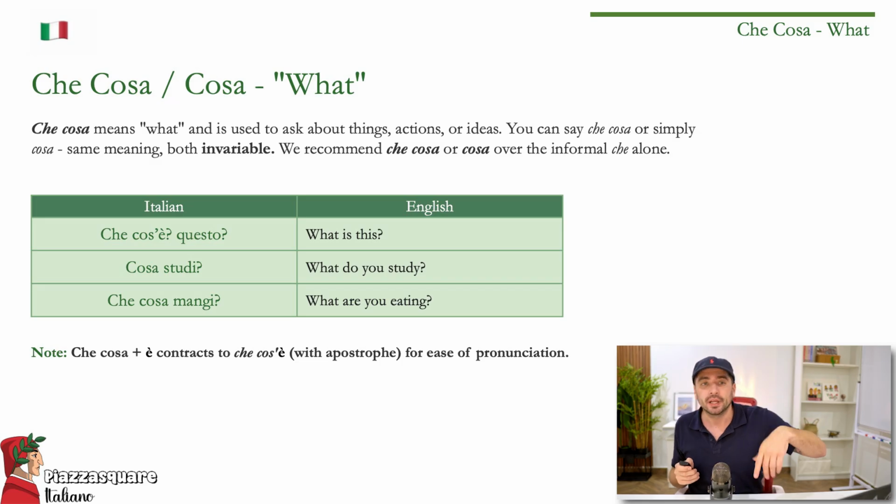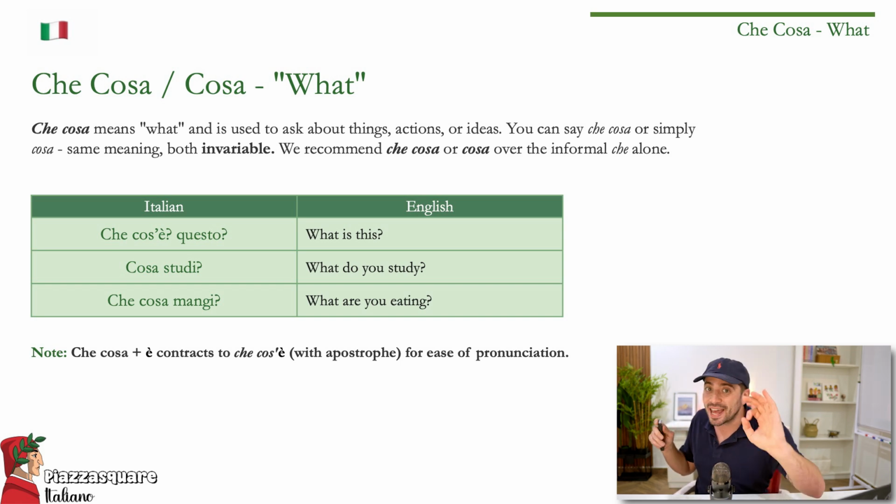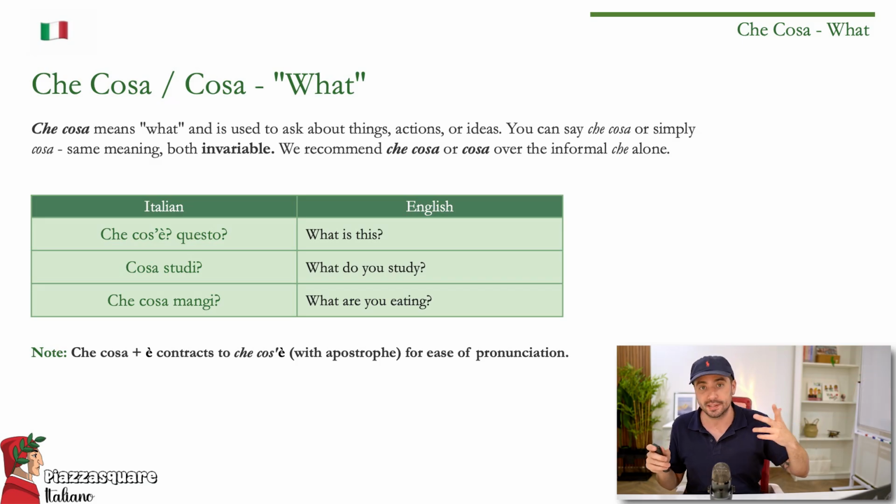Like chi, che cosa or cosa is invariable, it doesn't change form, and you use it to ask about objects, concepts, or actions, essentially anything that is not a person. Here are some examples. Che cos'è questo? What is this? Cosa studi? What do you study? Che cosa mangi?